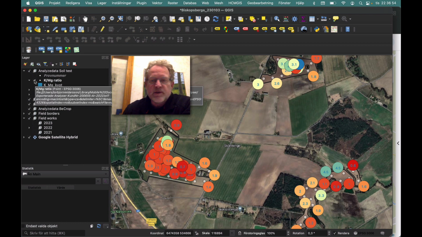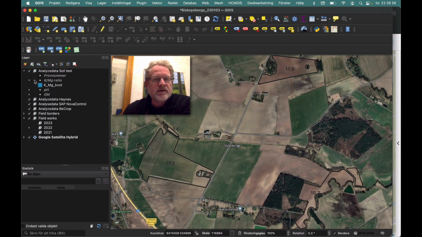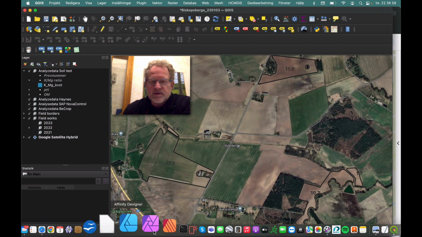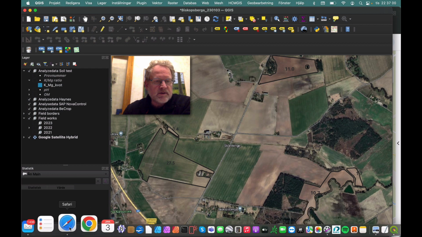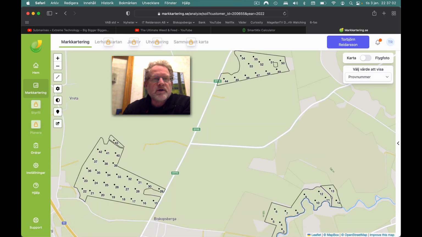I don't know how to make a heat map out of the data. So for this presentation, I'm actually going to use something simpler. This is a system that the soil sample company provides you with. So here are the 3 fields that I'm working with.